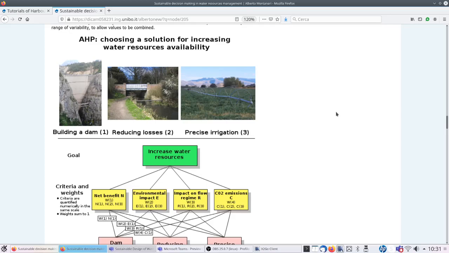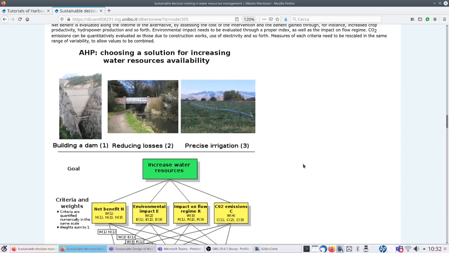Now, after having given this premise, let me summarize once again this problem which we have here. It's a problem where we need more water at the field, and in order to deliver more water at the field, I identified three alternatives. So in this case, we already know them, okay? And these three alternatives, I remind you, are building a dam, reducing losses, or adopting precise irrigation, a more efficient irrigation. And the dam has the advantage that it's something that you can really see, and therefore the convincing power of this solution usually is very high.